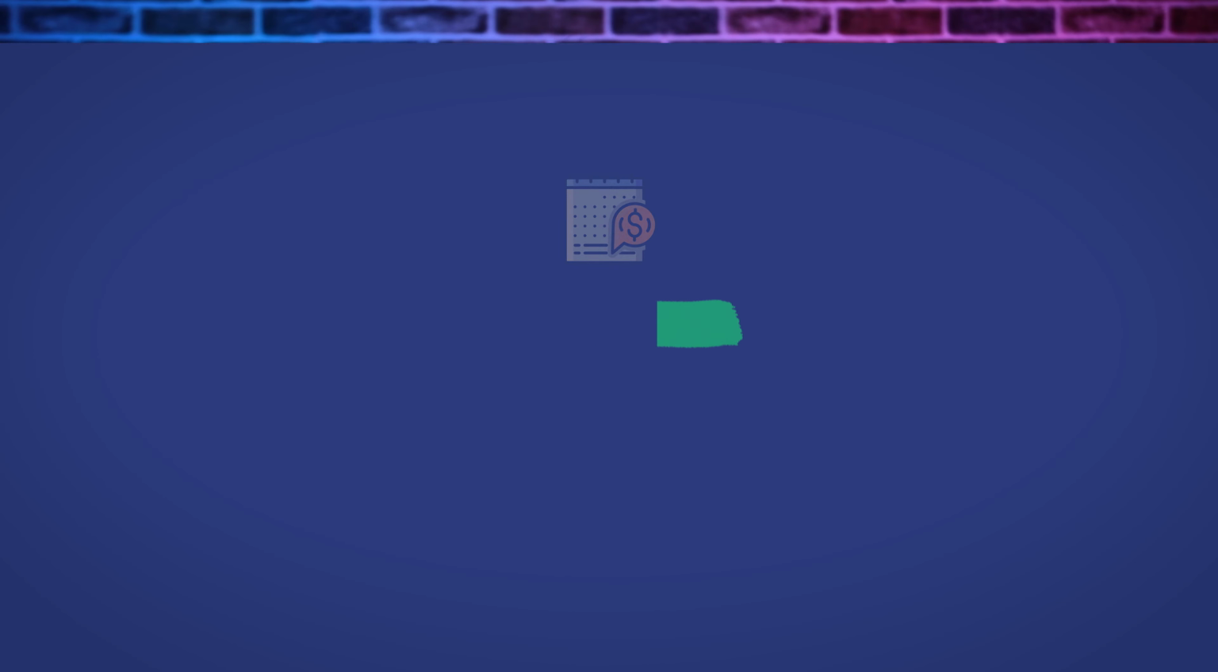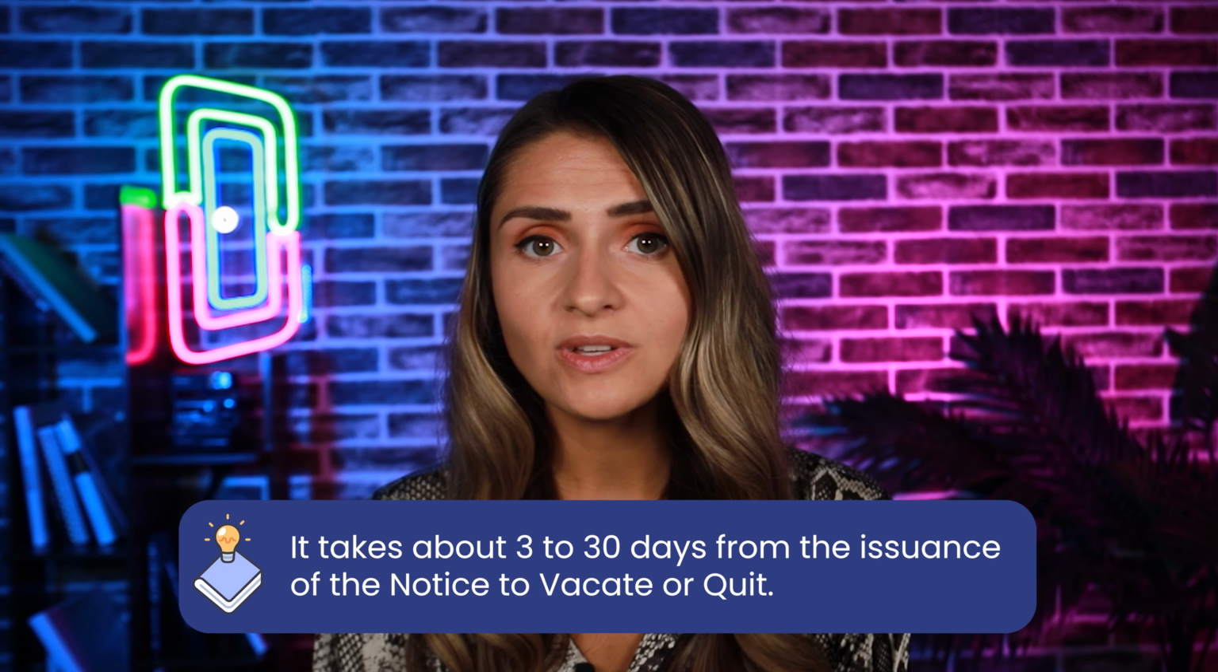Timeline. It takes about 3 to 30 days from the issuance of the notice to vacate or quit. This depends on the reason for eviction, which is usually found in the rental agreement.